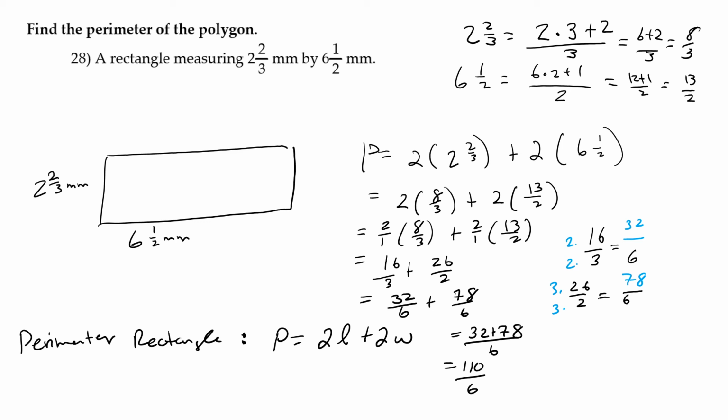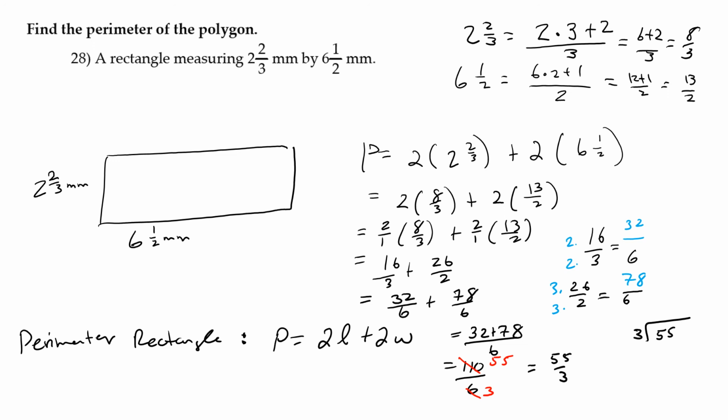And those are both divisible by 2. So 110 divided by 2 is going to give me 55. And 6 divided by 2 is going to give me 3. So I've got 55 over 3. And typically, if we're given something as mixed numbers, we give our answer as mixed numbers as well. So we can convert this to a mixed number. We take our numerator, divide by the denominator.